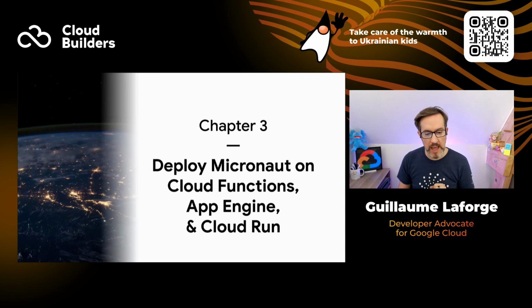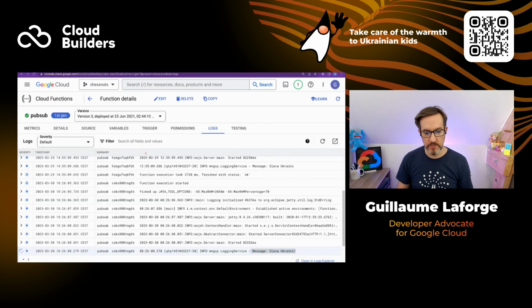And I'm going to look at the logs. Okay, I'm going to reload. There's always a big latency with the logs, like 10 seconds before I actually see the messages. Okay, yeah. So this is my message. The Pubsub message was received by the Cloud Function built with Micronaut. And then let me show you. I hope this works.